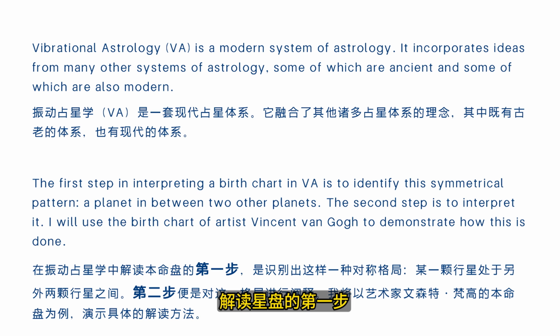The first step, the very first thing we do to interpret the chart, is we find a particular symmetrical pattern. It's a pattern where one planet is in between two others. The second thing we're going to do after we find it is to interpret it.